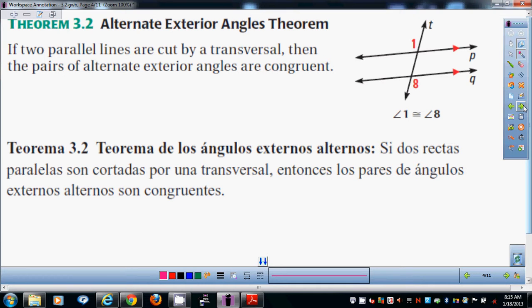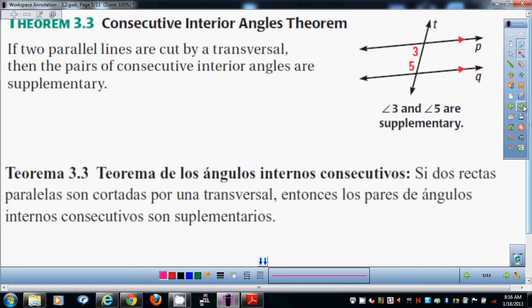Last but not least, the last one. Consecutive interior angles theorem. It's the only theorem where I'm giving you supplementary. Notice, one's acute, one's obtuse, therefore they are supplementary. And that same whole thing, you can probably look at it and figure out which ones are the same and different. That goes for linear pair and vertical angles too. If you were to look at just one intersection, you could figure out which ones were the same and which ones were different.